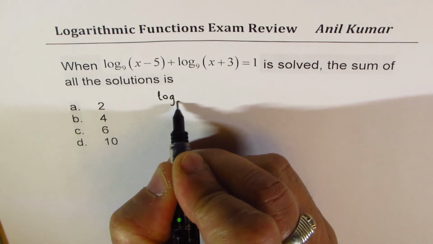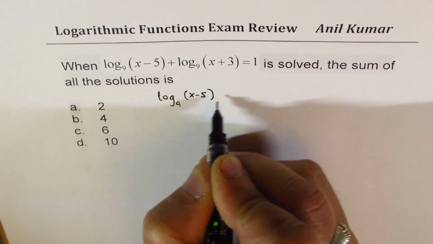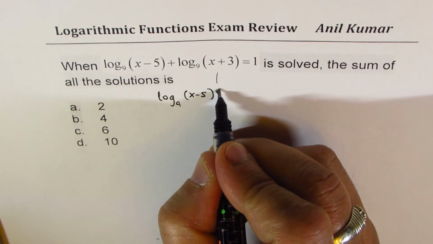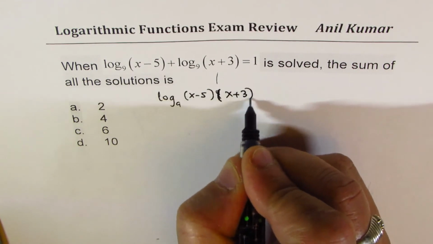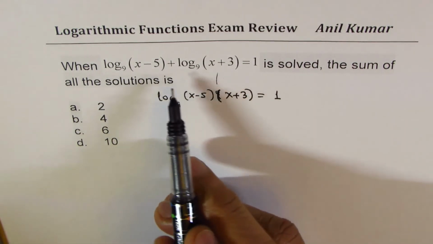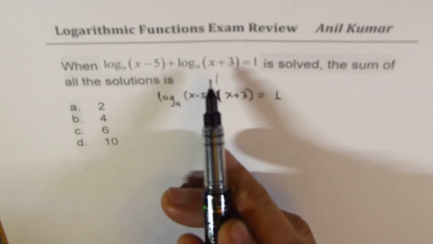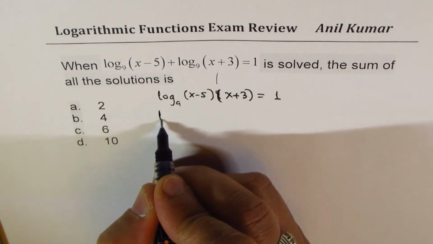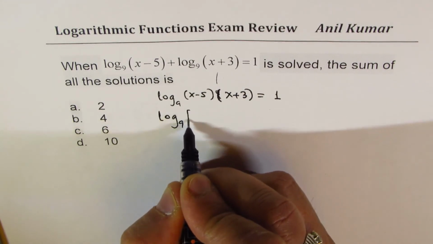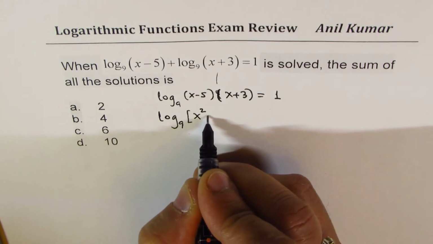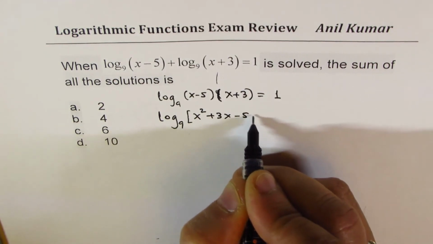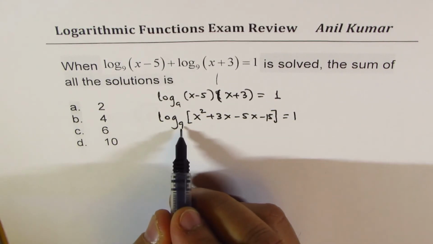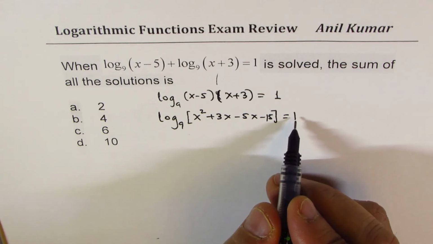So we have log to the base 9 of (x minus 5) times, because it is a product we could multiply, so let me write times (x plus 3) equals 1. So I have used the logarithmic rule. A sum could be written as the product of logarithms, right? Now we could write this as log to the base 9 of, let's multiply, we get x squared plus 3x minus 5x minus 15, right? Equals 1. We can write it as an exponential expression.